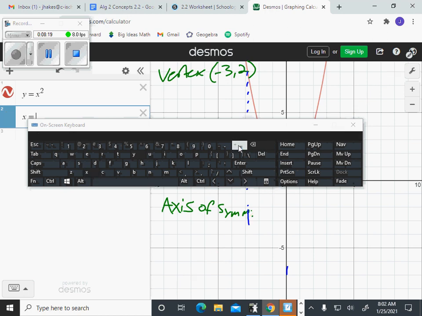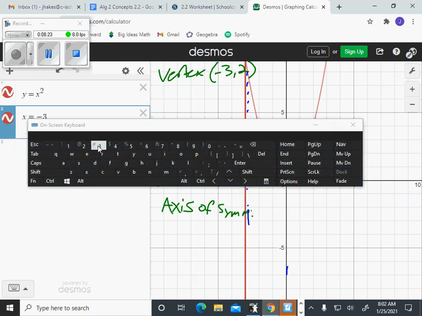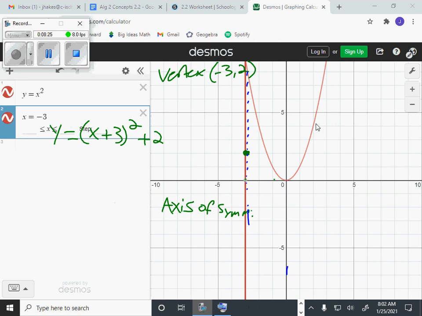x equals -3. X equals -3, right? And it makes sense because our vertex is at -3, 2. What's our x value? It's -3. So our axis of symmetry, x equals -3.